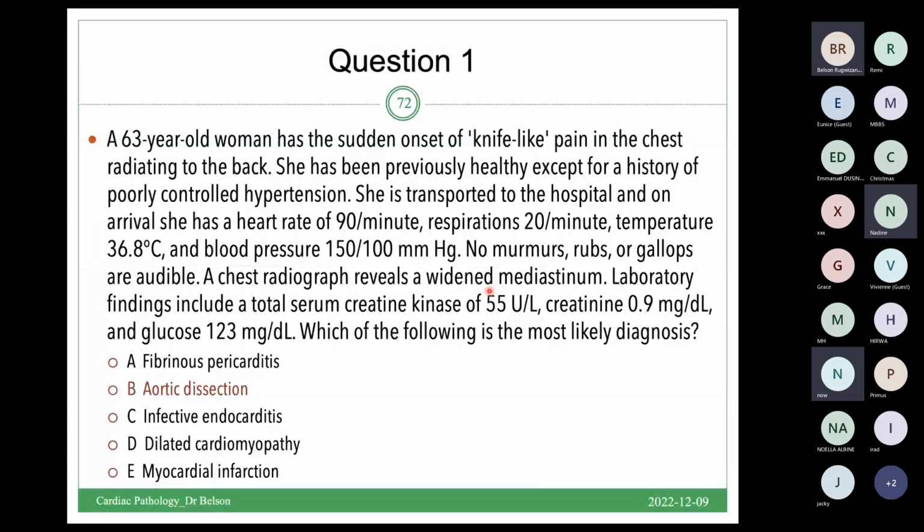So that's one. So what else could explain it, since he already had hypertension which is not controlled. That could mean he had atheroma or atherosclerosis in the aorta, and the atherosclerosis here became complicated into dissection.